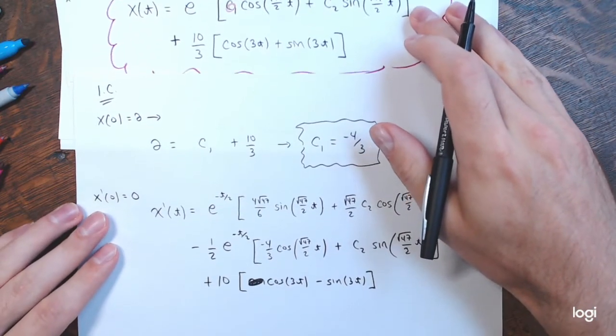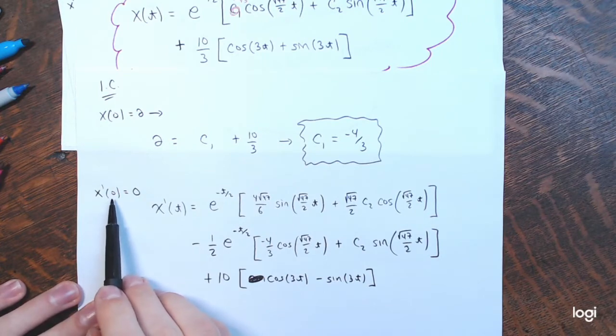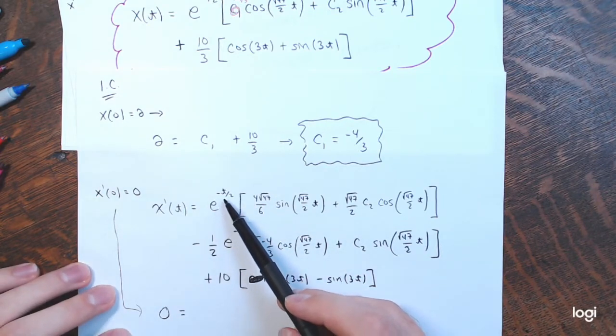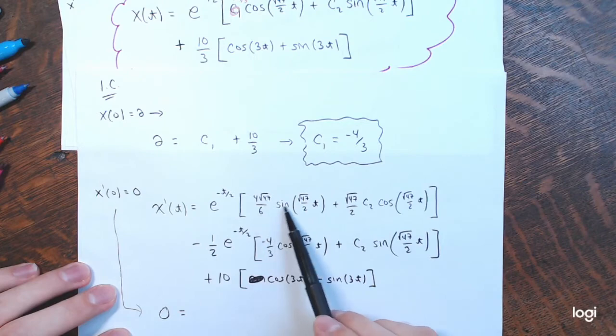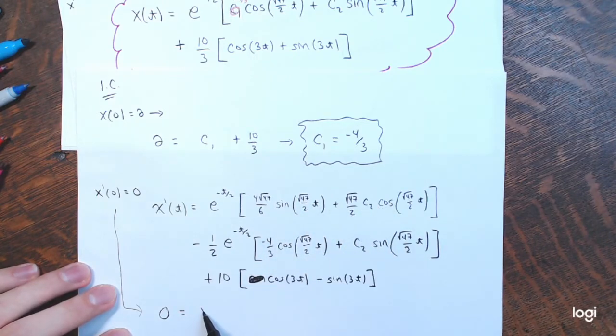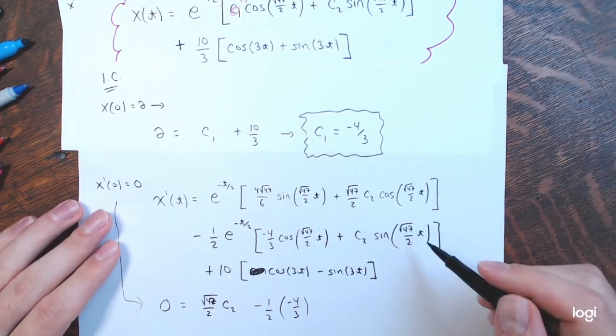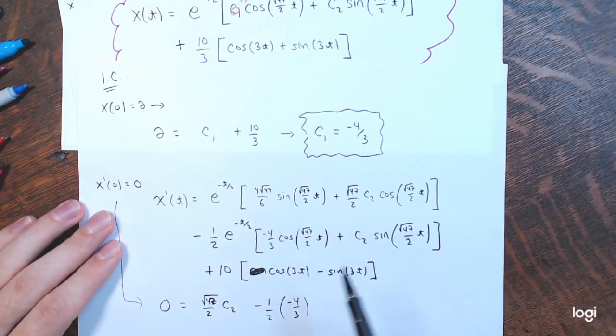And then I know that it's at rest to start with. So x prime of 0 equals 0 leads me to this equation. We have 0 on the left equals, so putting in 0 for t, you have 1. That's nothing. We'd have the square root of 47 over 2 times c2, and minus a half times negative 4/3, because remember cosine of 0 is 1, sine of 0 is 0. And plus 10.